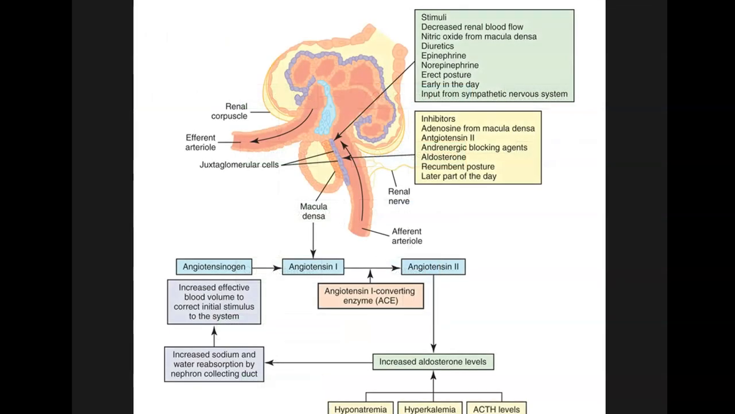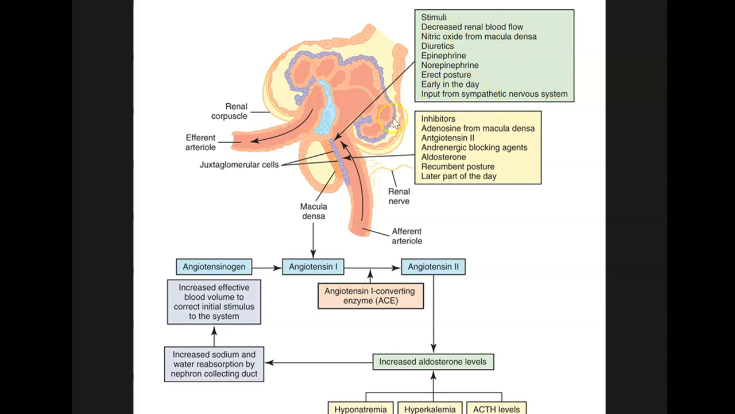Okay, so here is a breakdown for regulation of fluid, and we are actually here in the kidneys, and this is part of your nephron. So you have your renal corpuscle, your afferent arteriole, and your glomerulus here, and then part of your tubule, macula densa, and all of that. So what happens in the system is the stimuli here are either decreased renal blood flow, nitric oxide from macula densa, diuretics, epinephrine, norepinephrine, erect posture, just being up early in the day, and all of that, or an input from the sympathetic nervous system.